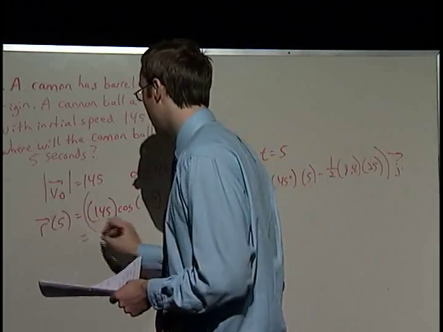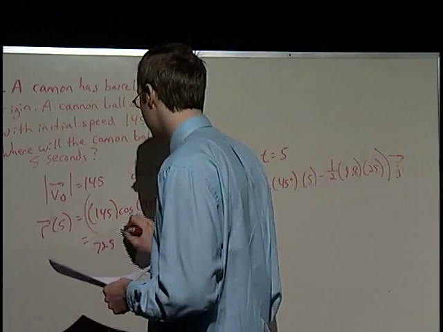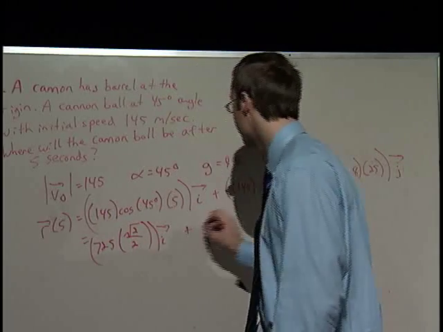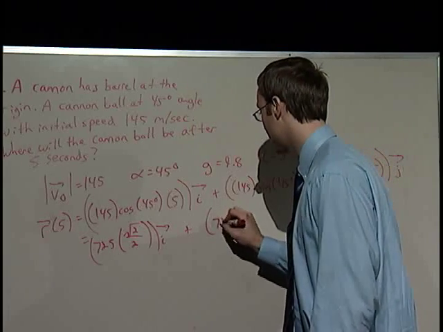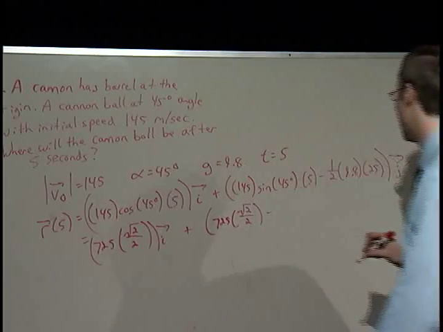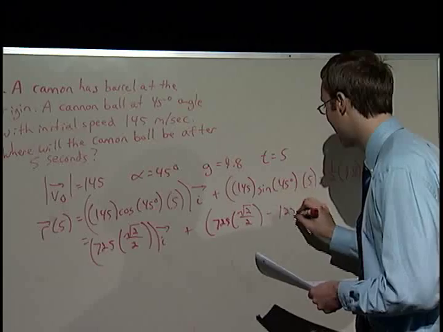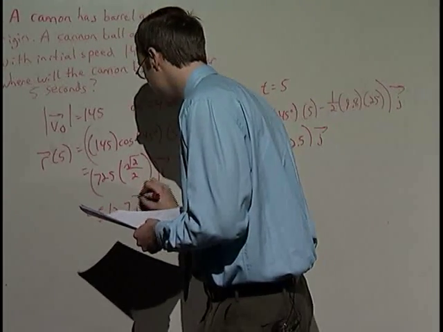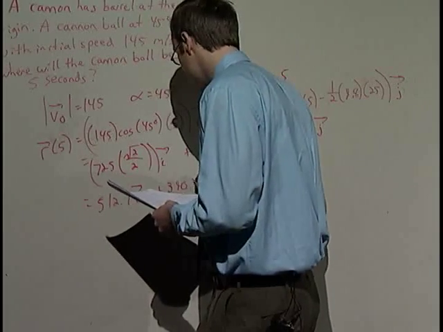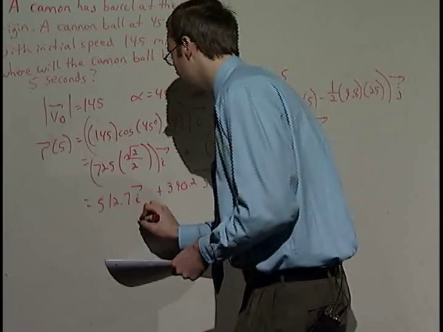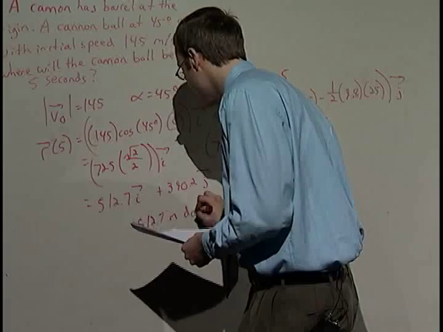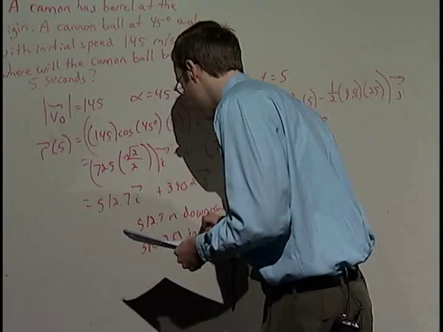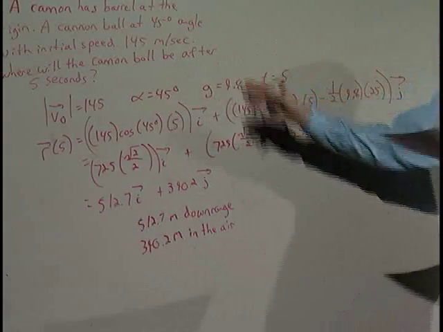So what is this here? 145 times 5 is apparently 725. Cosine 45 degrees is root 2 over 2. That looks good. And so that's the ith component. Over here, you've got, what, 725 times root 2 over 2 minus, what does that give you? 122.5 j, all right? And so that is 512.7 i plus 390.2 j. So the cannonball is what, 512.7 meters downrange, all right, and 390.2 meters in the air, right? Okay.